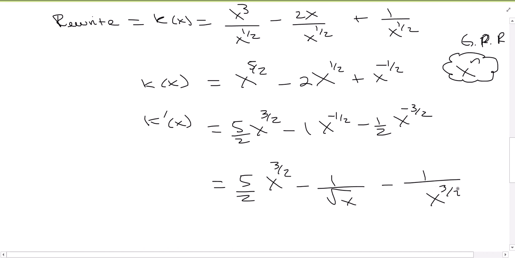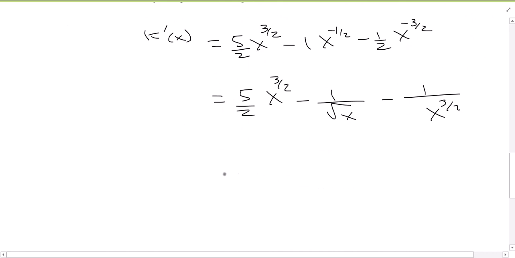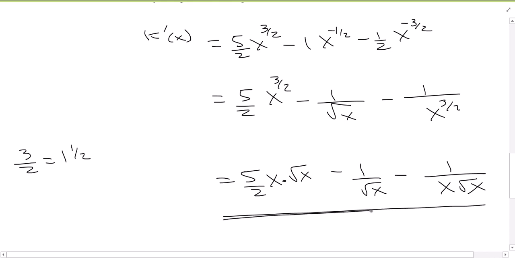Again, 3/2 here is an improper fraction, so you could simplify if you want to write it a little bit different. 3/2 is really 1.5. And so you can say then this is 5/2 x times the square root of x, because 1.5 would be x to the 1 and x to the 1/2, which is the square root. Minus, I already said that one is 1 over the square root of x, minus 1 over, and then this one you can write it also as x times the square root of x. And so that will be our final answer for the derivative of k of x.